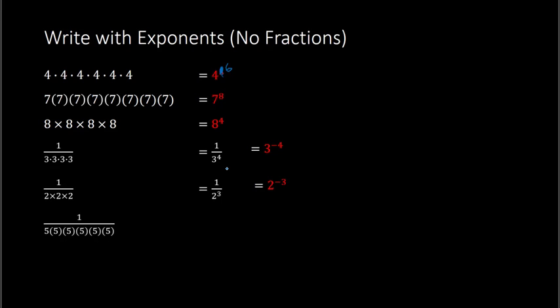Next we have 1 over, and that's 6 5s. So I can write this as 1 over 5 to the 6th power. And again, we want to get rid of the fractions by writing this with a negative exponent. So I can write this as 5 to the negative 6th power.